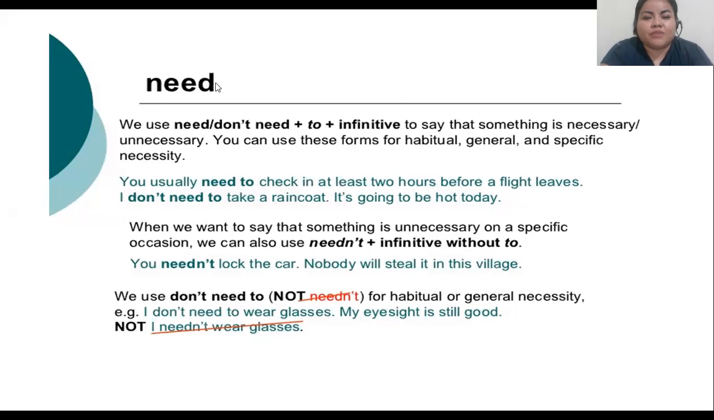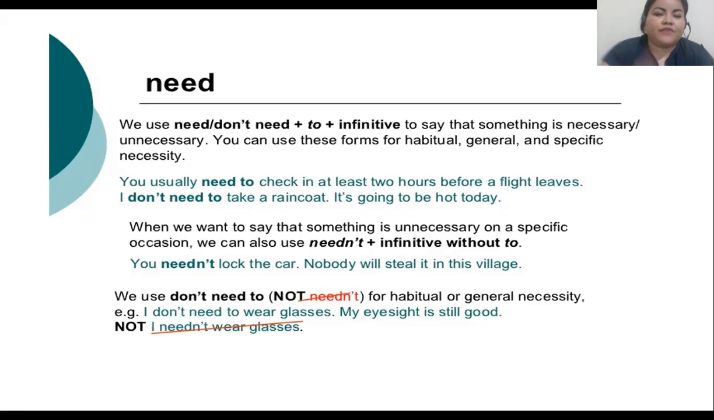Carmen, can you please read the first example? Yes, of course. You usually need to check in at least 2 hours before a flight leaves. Thank you, Soma. Continue. I don't need to take a raincoat. It's going to be a hot day. It's going to be hot today.